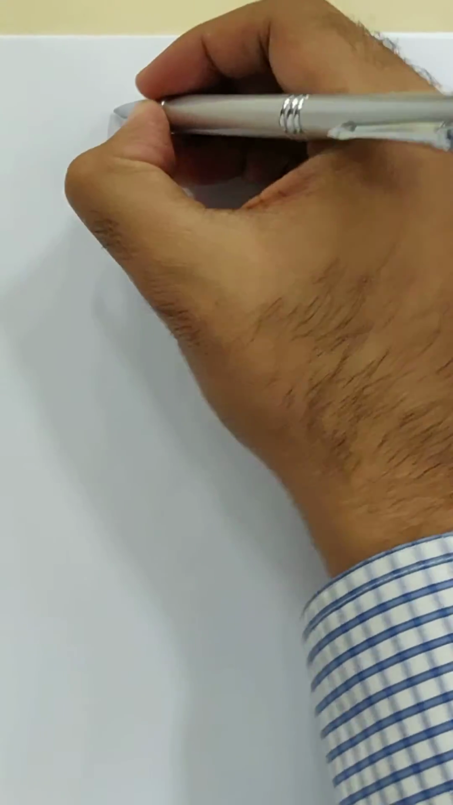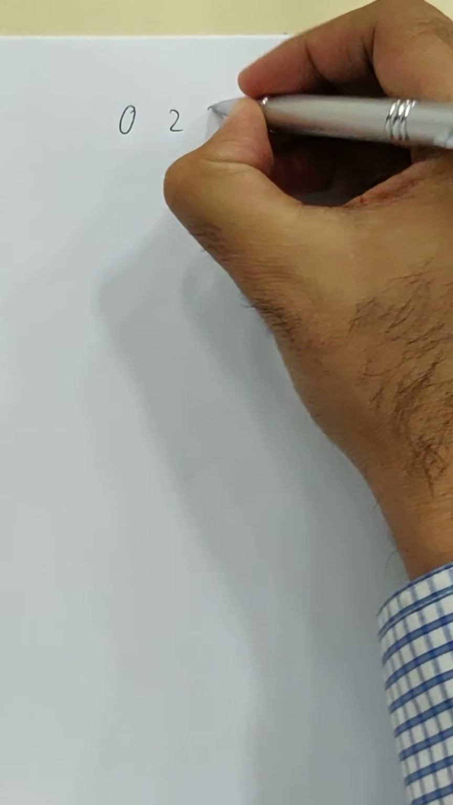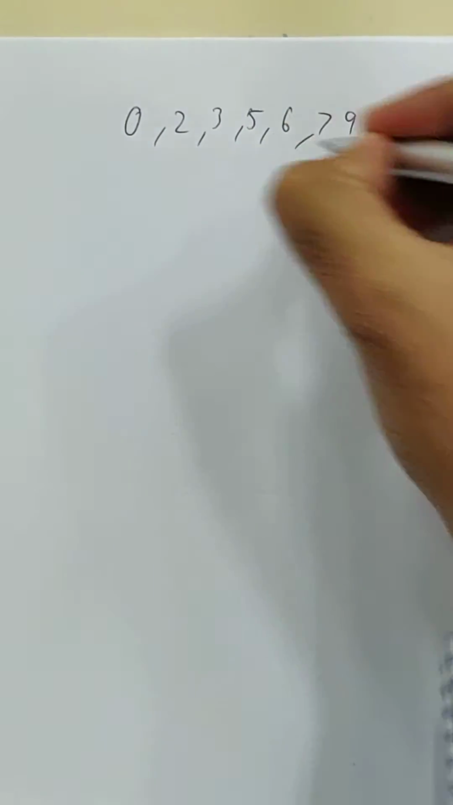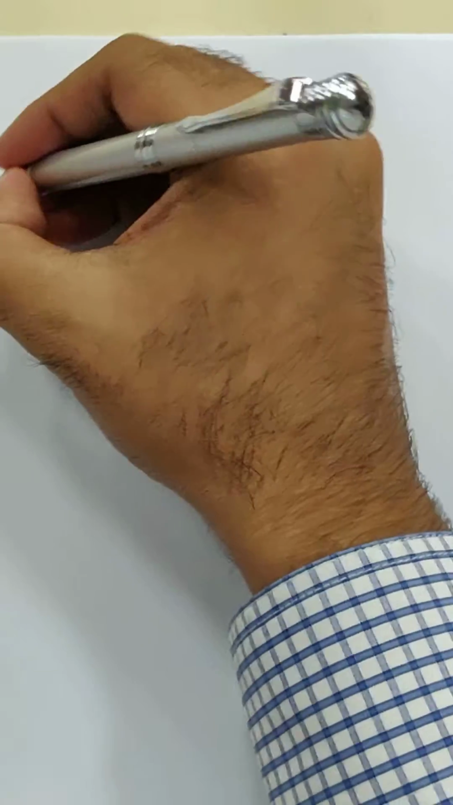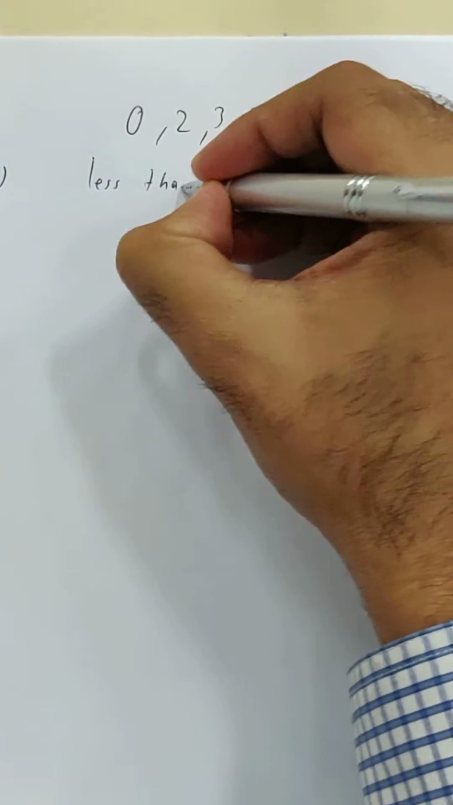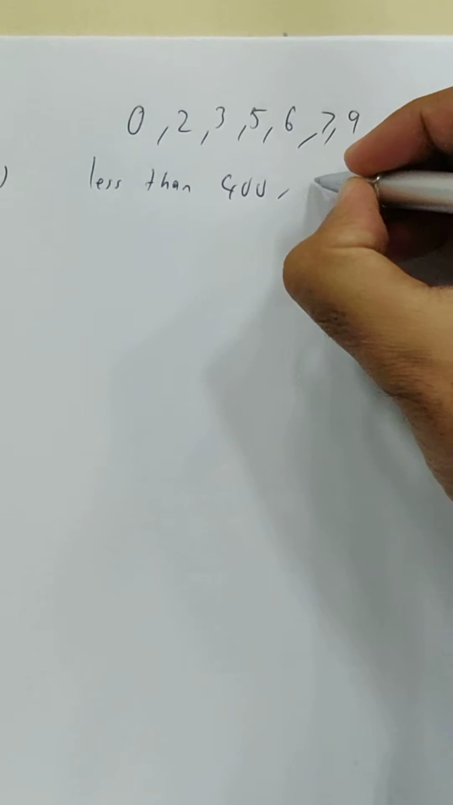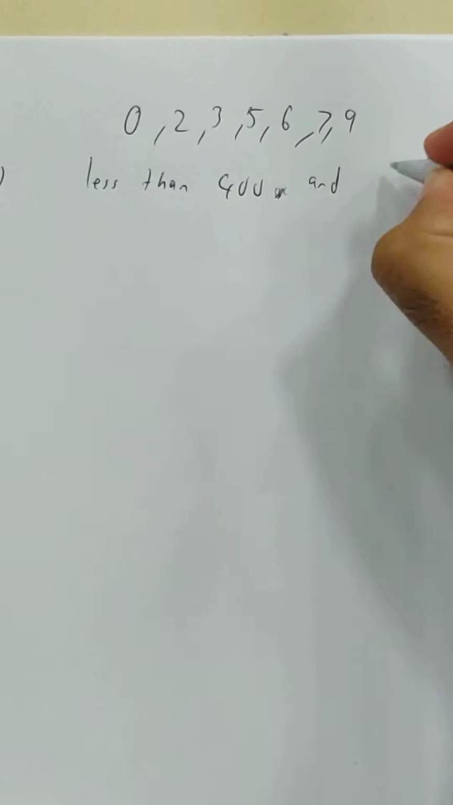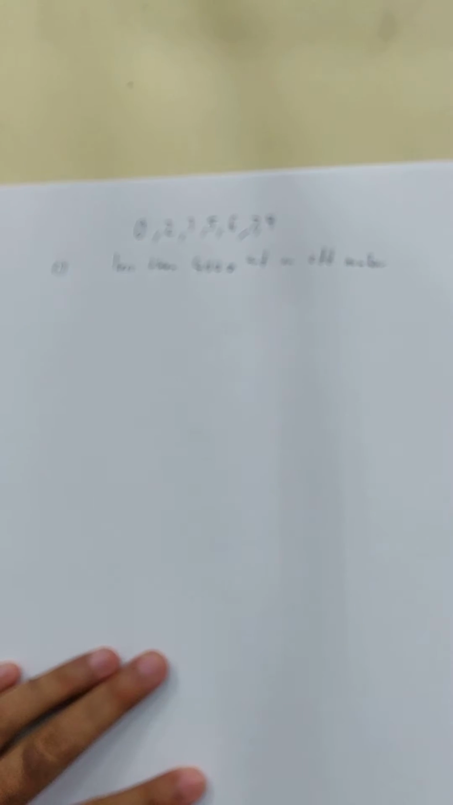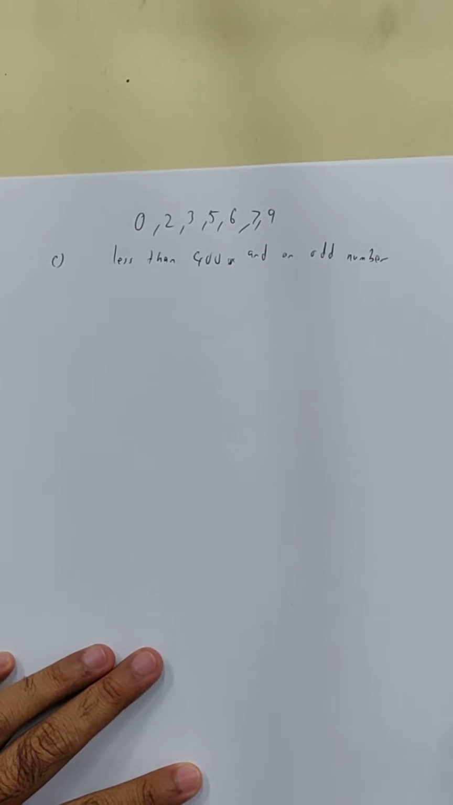Alright. What about this? Same story again. 0, 2, 3, 5, 6, 7, 9. And this time, this is a bit tough. Less than 400 and an odd number. So that means we have two restrictions here.